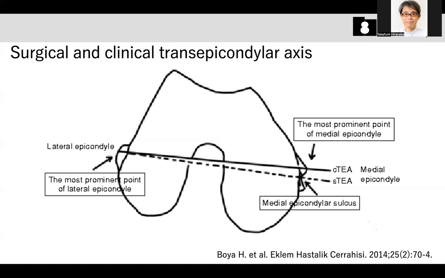Which is better? Most surgeons think the surgical line through the sulcus. But the problem is how to measure this twist angle or condylar angle. We need a CT scan.